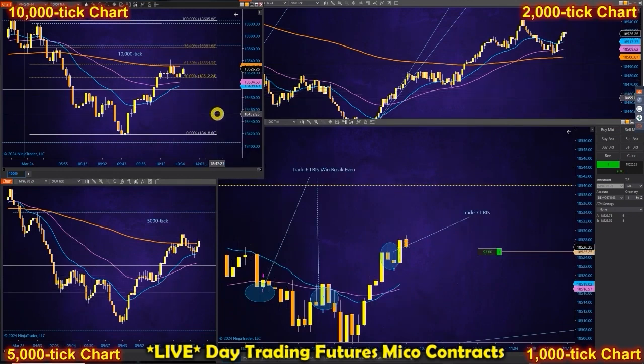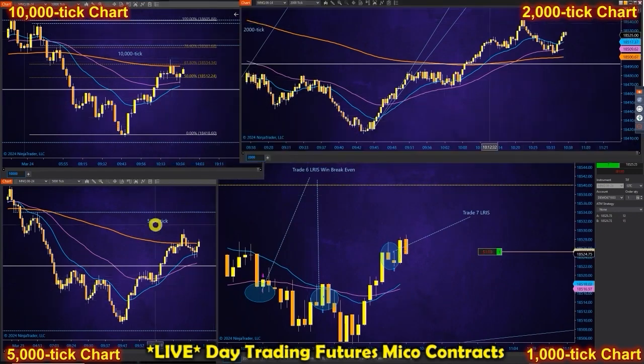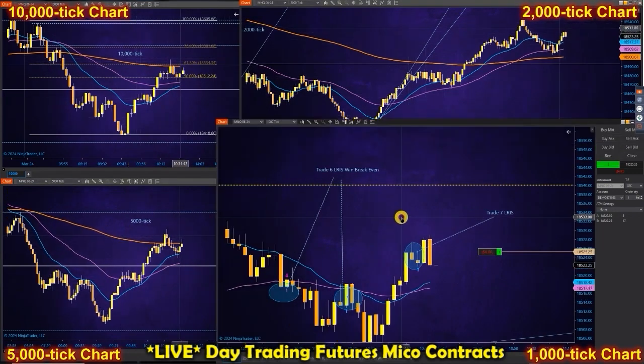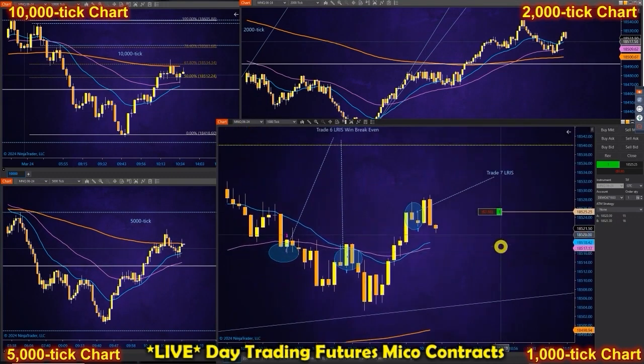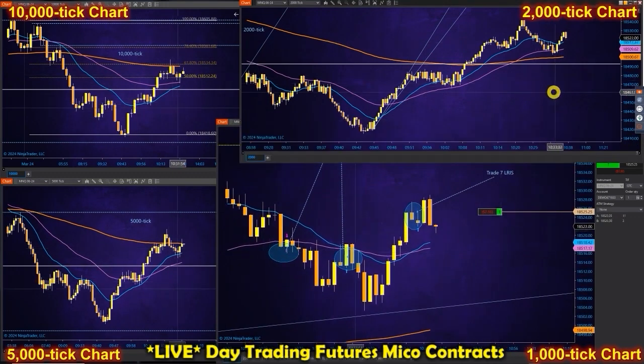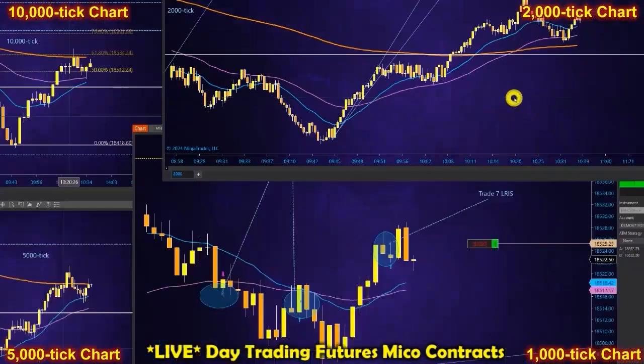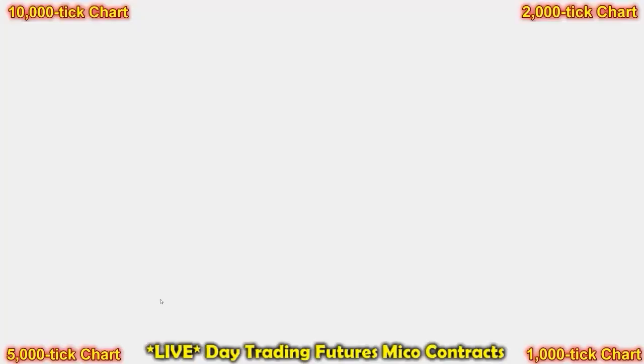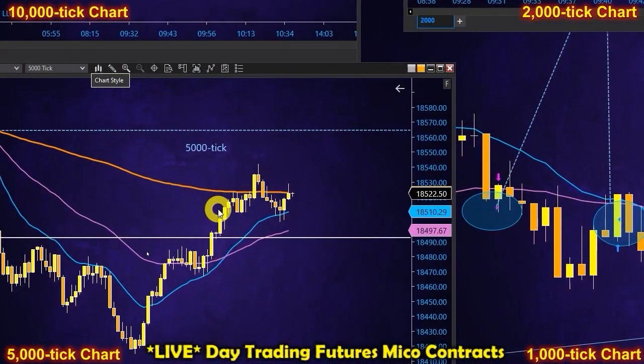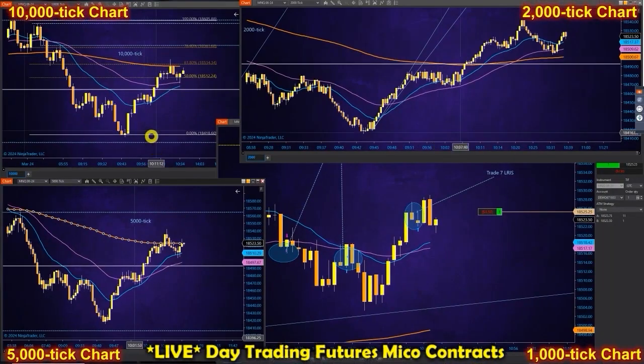I mean, look at this. All the moving averages are pushing up over the 200 moving average now. This is a strong looking bullish pattern right here on the 2000 tick. It's a buy signal on the 5,000 tick, and as soon as it gets over the 200, that's a strong buy signal.